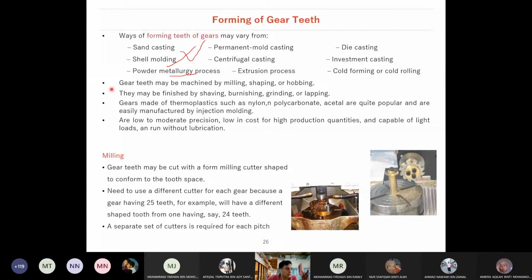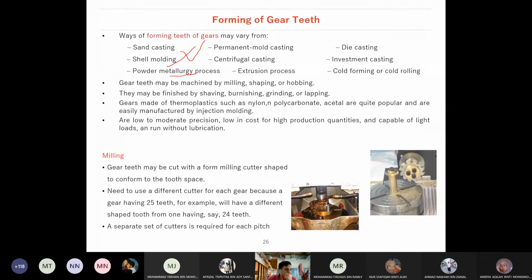The second tells you that the gear can be made indirectly using milling, shaping and hobbing. Usually this takes time, and perhaps you need finishing such as grinding and lapping. For plastic gears, such as polycarbonate and acetal, usually injection molding is used. Many toys use plastic like this, either thermoplastic or thermoset.